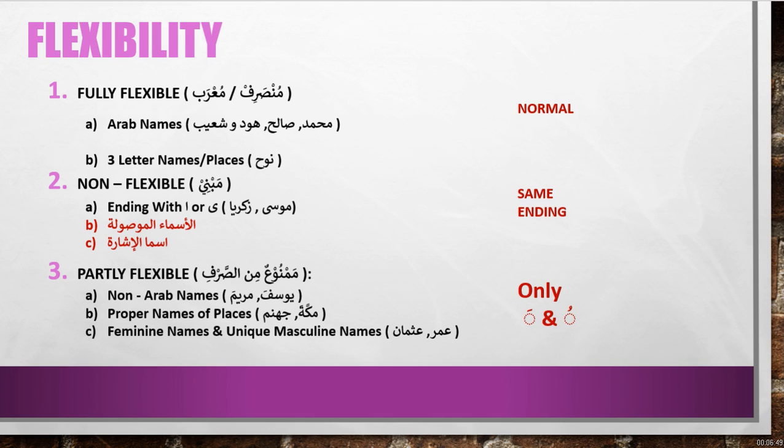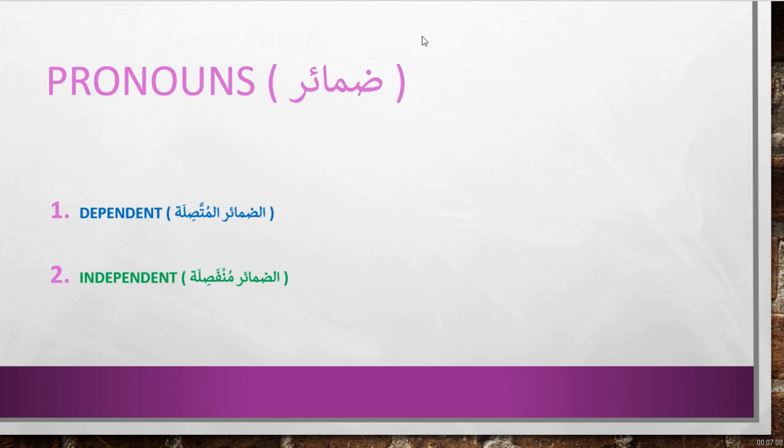That's all. I think that's enough for you to not become shocked when you see the Arab of a Fatha ending or a Dhamma ending to be like Nasab or Jar, because you will understand that those are flexibility. Flexibility matters. Pronouns, very important topic in any language.